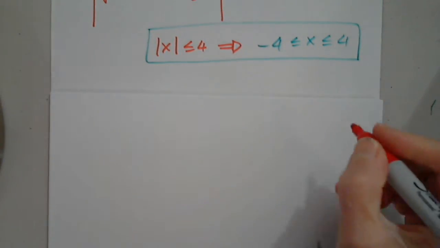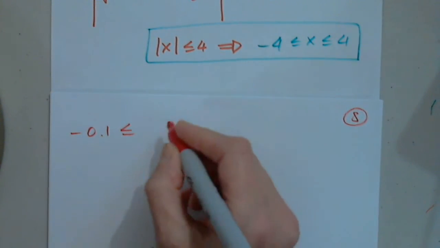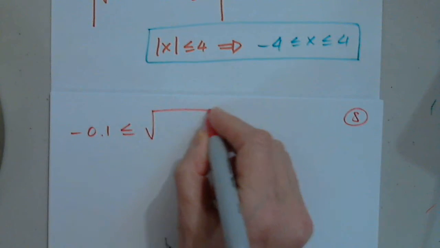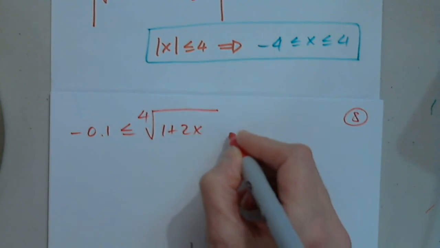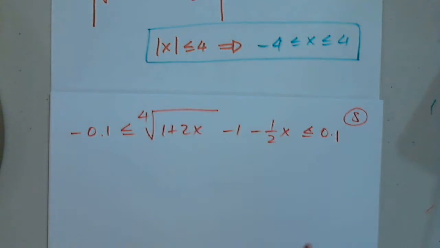So negative 0.1 is less than or equal to the fourth root of 1 plus 2x, minus 1, minus 1/2 x, which is less than or equal to 0.1. Okay, good. Interesting.